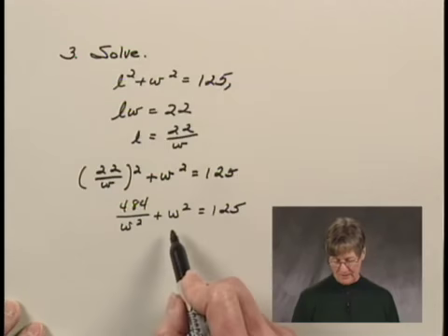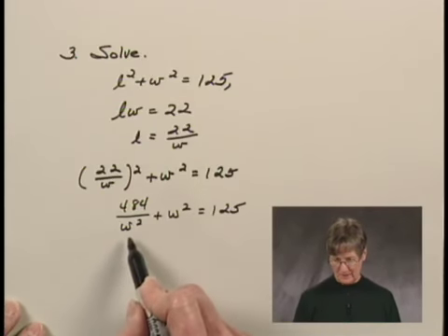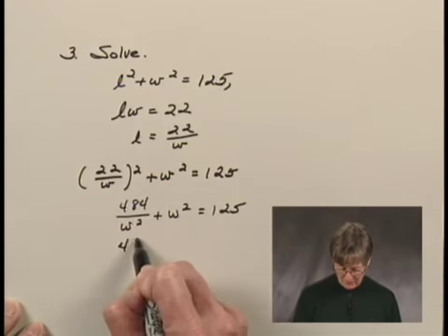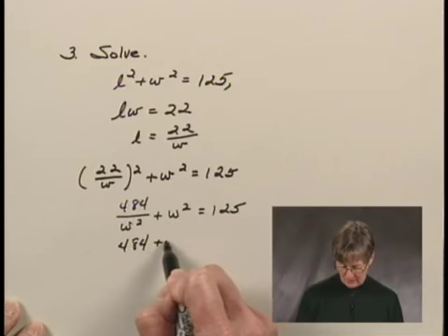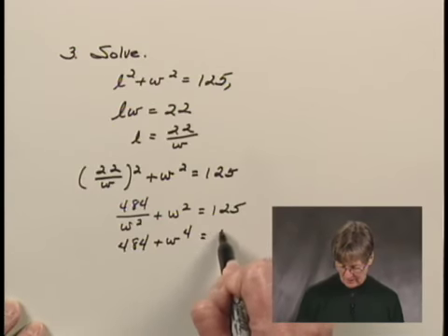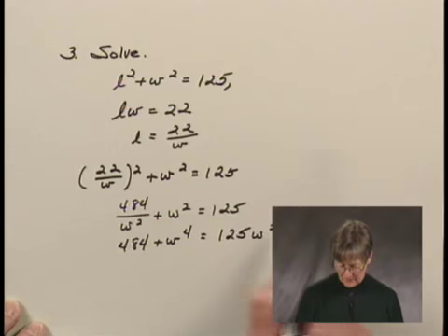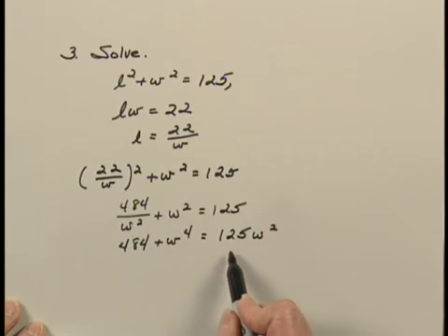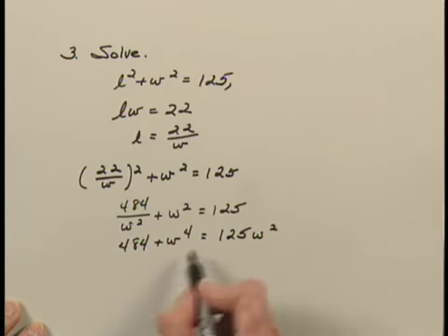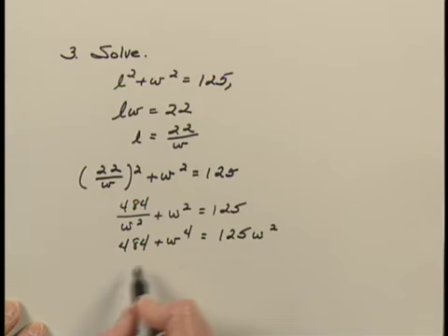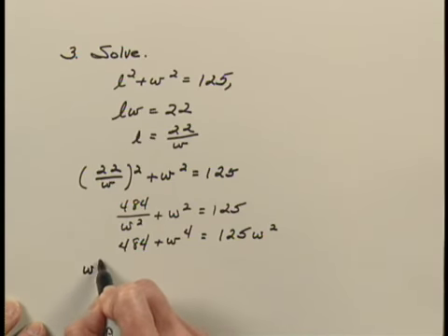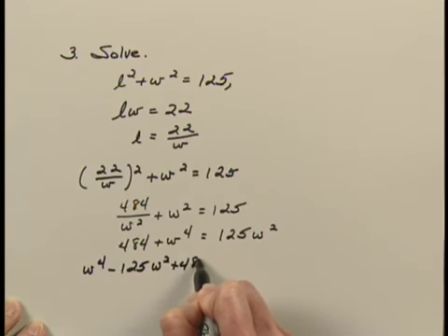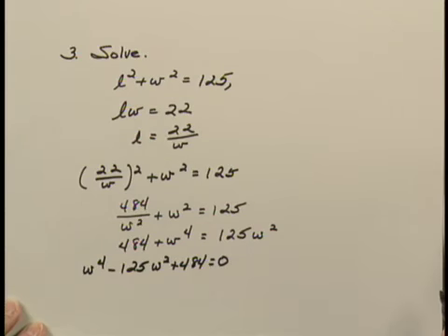Now, if I multiply both sides of this equation by W squared, I eliminate the fraction. I clear the denominator. I would then have 484, and multiplying W squared by W squared gives W to the 4th power, and I also have 125 times W squared. Let's write this equation with 0 on one side. I'm going to subtract 125 W squared on both sides and rearrange the terms so that the term of highest degree is written first. So I would have W to the 4th power minus 125 W squared plus 484 is equal to 0.